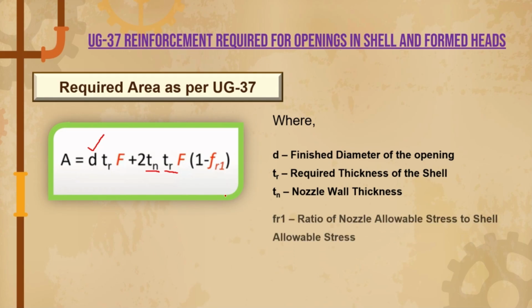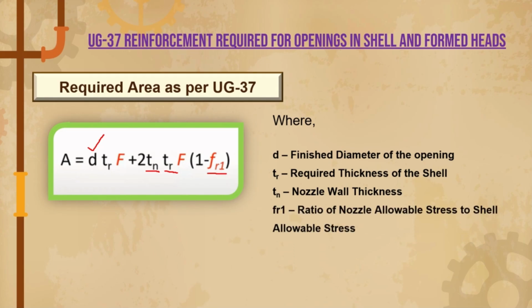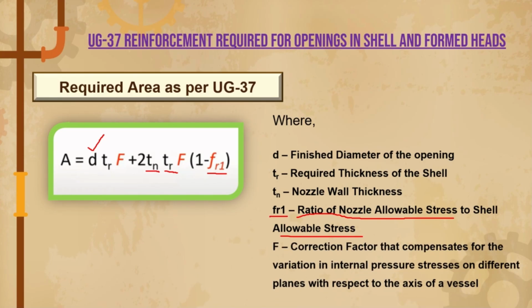And what is Fr1? We use nozzles, right? Sometimes the nozzle material and the shell material may be different. In that case, the nozzle and shell strengths are different, as their allowable stresses differ according to their material. So this is the ratio of nozzle allowable stress to shell allowable stress. This is what Fr1 is. And what is F? F is the correction factor, guys.